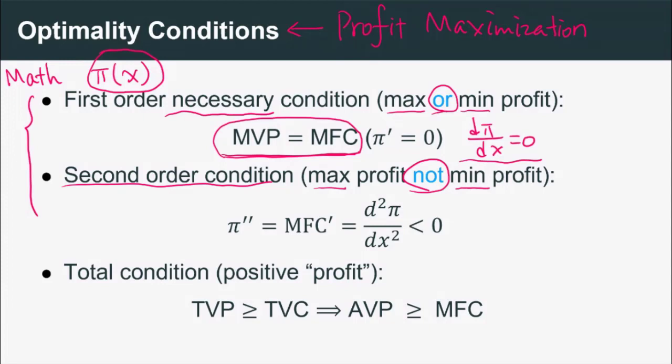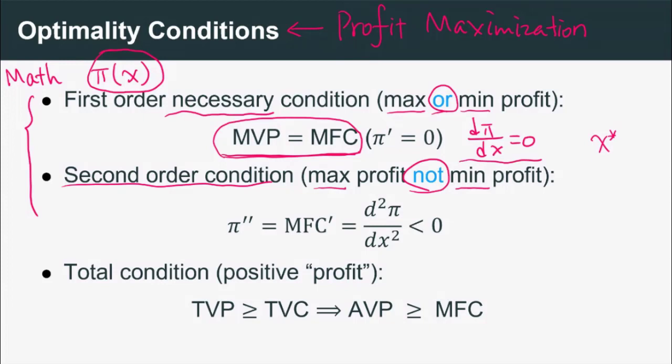So how do we find this? After you solve the first order condition, you usually should be able to get 1 or 2 or maybe later on more x values.